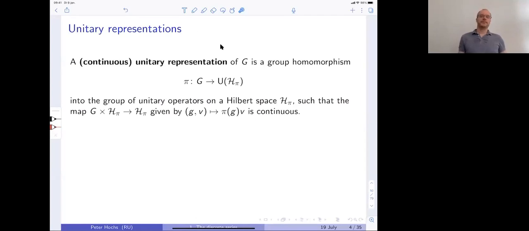Now, these lectures are about unitary representations, actually just a special class of unitary representations, but that's the whole framework. A unitary representation, a continuous unitary representation, is a homomorphism from G to a unitary group on a Hilbert space. And the notation I'll always use is curly H sub pi will always be the Hilbert space on which representation pi acts. So the fact that it lands in unitary operators is why it's unitary. And continuity means that this map from G times the Hilbert space to the Hilbert space, the natural action map, should be continuous.